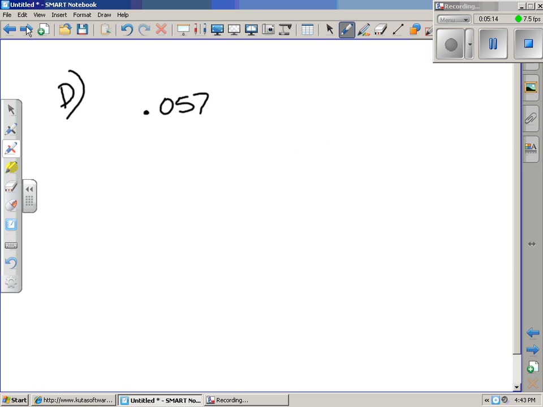D, 0.057, we move it once, twice. So it's 5.7 times 10 to the negative second, since the original number was a small number.